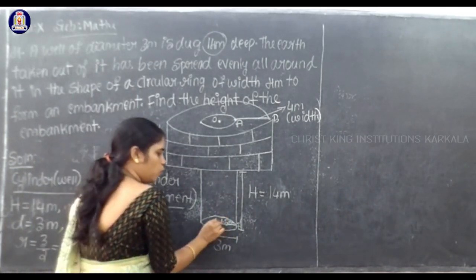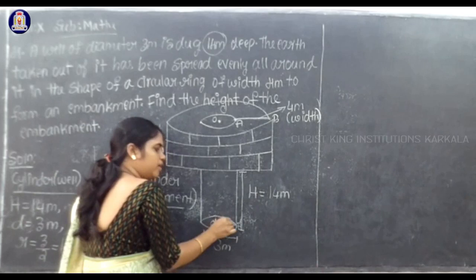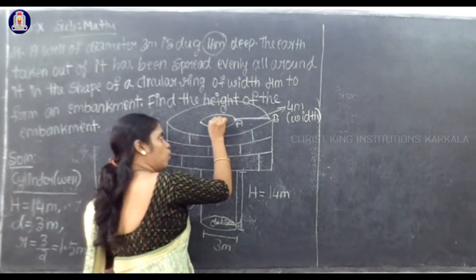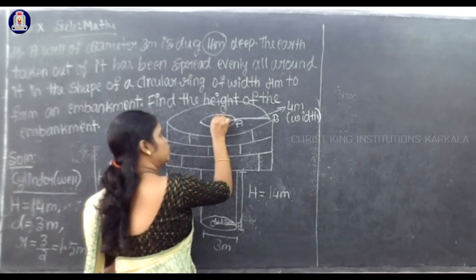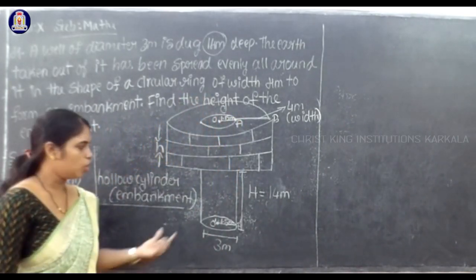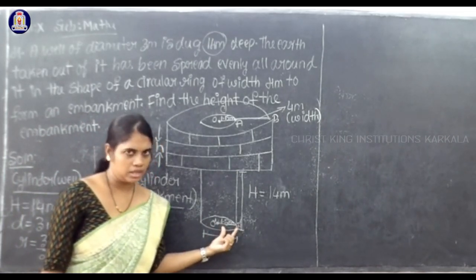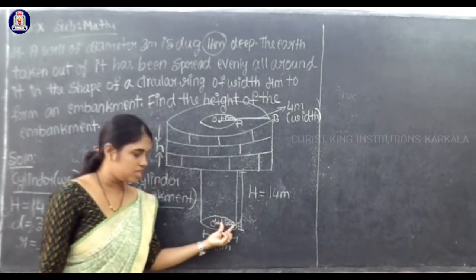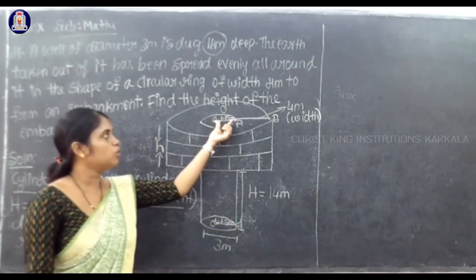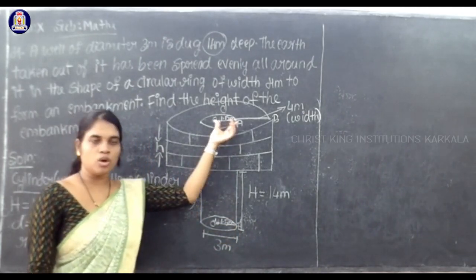So if O dash A dash is 1.5 meter, then what about OA? OA is also equal to 1.5 meter. Understood now? O dash A dash is nothing but a radius, equal to 1.5 meter. So OA is also 1.5.